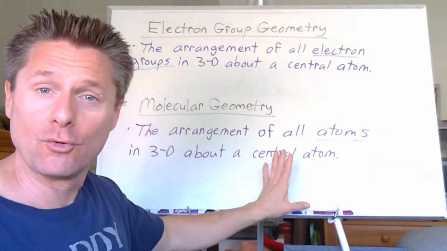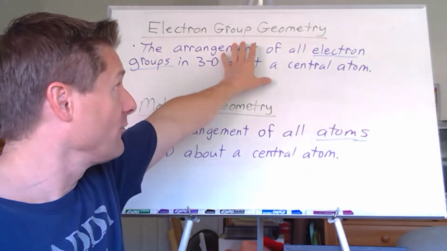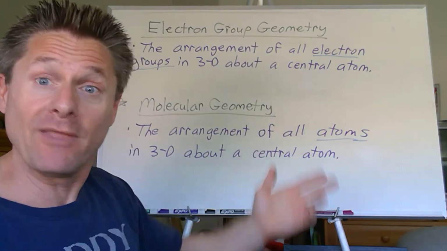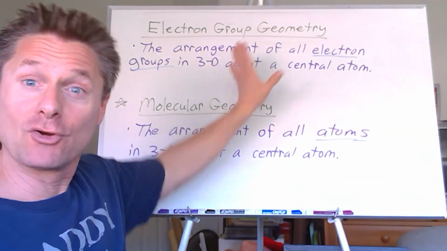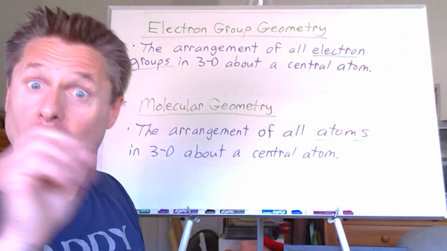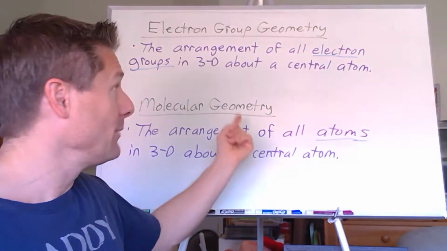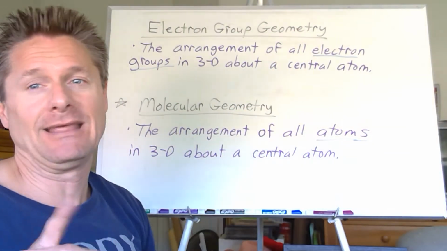So sometimes those are the same. If all of the electron groups are bonding groups, every electron group has an atom on the other side. Then these would be the same. But if you have an electron group that doesn't have an atom on the other side, a lone pair or a free radical electron, then the molecular geometry will be different than the electron group geometry.